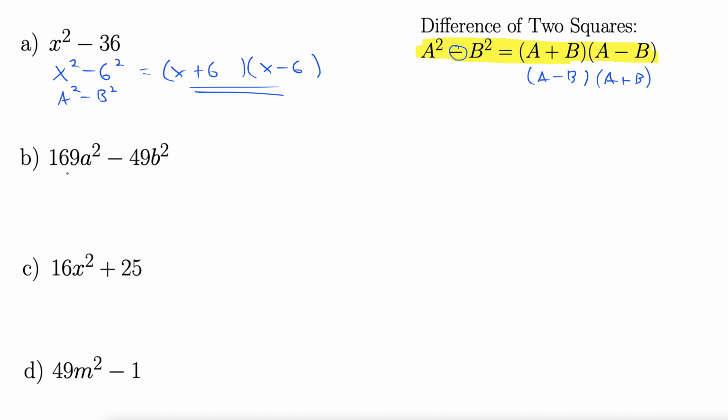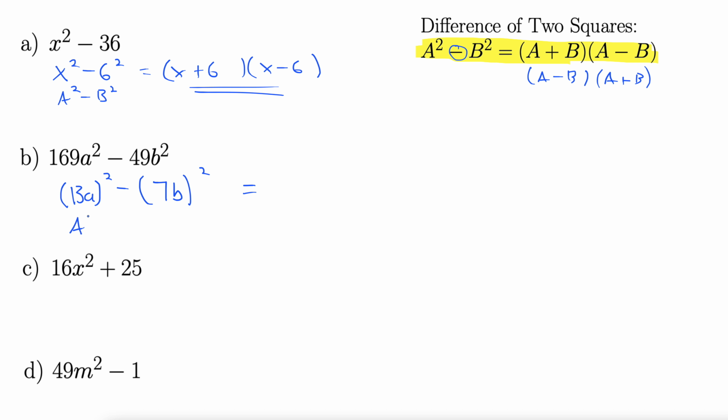Okay, let's try this second one, b. We have 169a squared minus 49b squared. This is a little bit more going on. We want to write this as something squared minus something else squared. 169 is actually 13 squared, so let's write this as 13a quantity squared minus, well, 49 is 7 squared, so how about 7b squared?